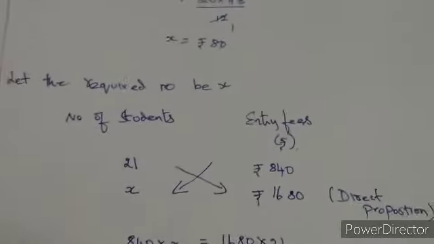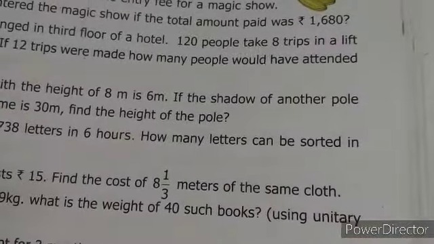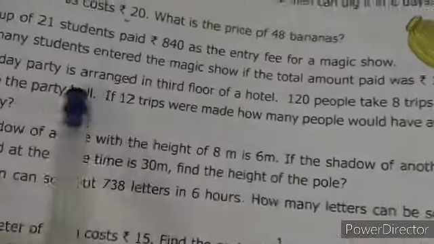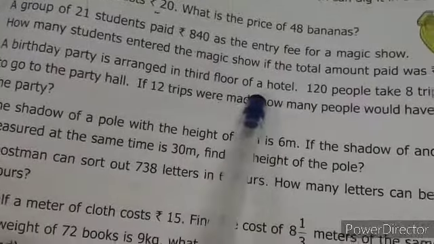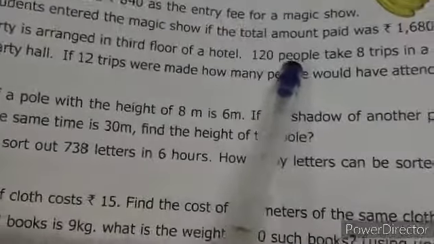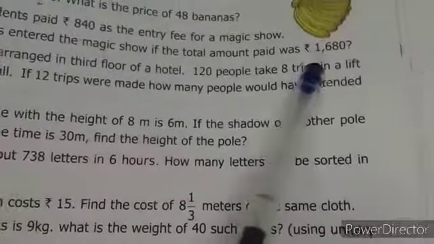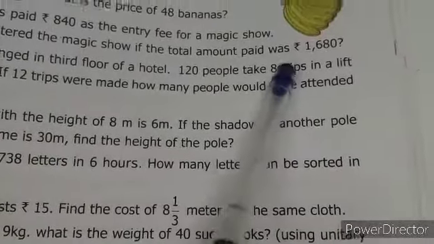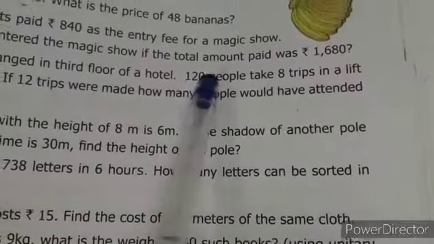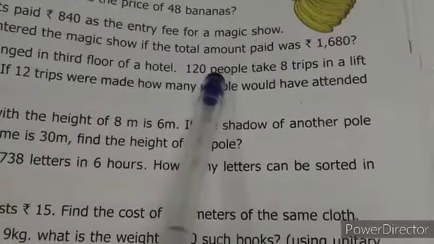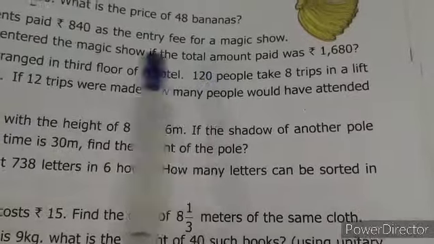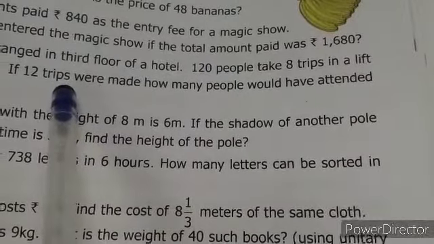Let's move to question number 5. What will be the question? A birthday party is arranged on the third floor of a hotel. For 8 trips, 120 people reach the party hall. So what will be the heading? Number of people and number of trips in the lift. How many people will reach in 12 trips?